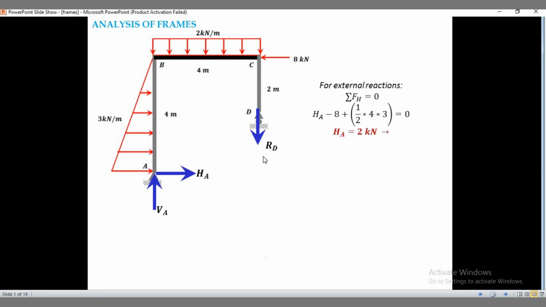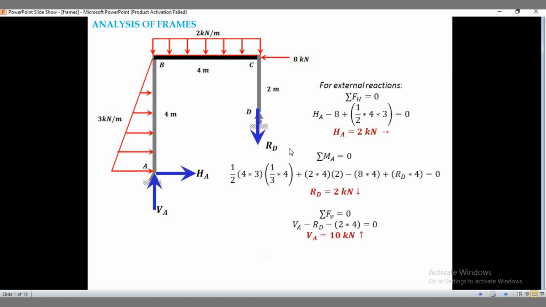So for external reactions, my HA is equal to 2 kilonewtons, and that is to the right. Then RD is 2, VA is 10. Here, for the moment at A, this 1/2 times 4 times 3 is the area of this triangle.